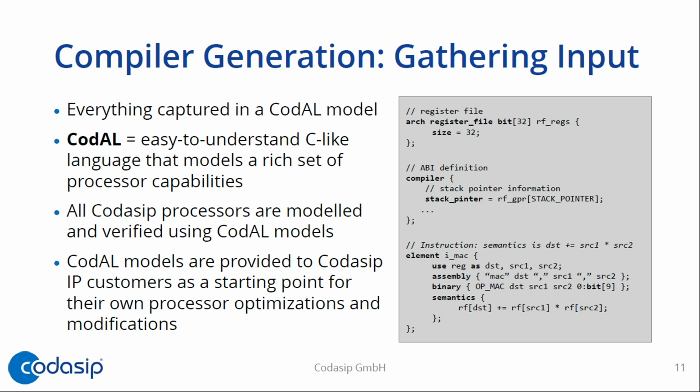And on the right side, you can see an example of the definition of a register file. You can see a 32-bit wide, 32-register file. Then you can see the ABI definition that says, okay, the stack pointer is one of the registers in the register file. And last but not least is the instruction definition that uses 3 register operands. Then there is an assembly section that defines how the instruction looks in assembly, and binary that defines the opcodes and the things for the binary parser. And more importantly, there's a semantics section that defines the behavior of the instruction.